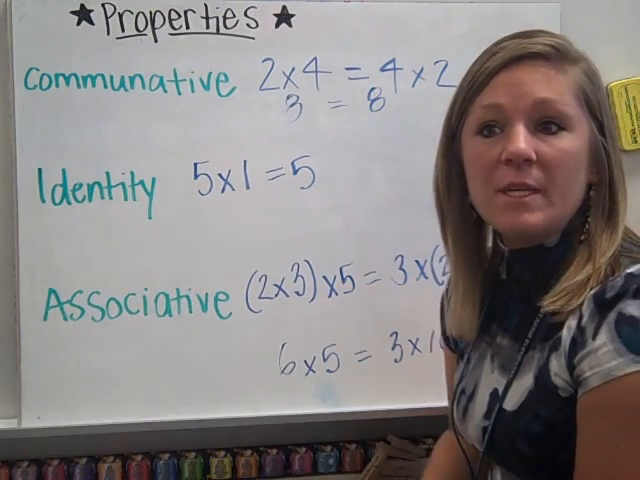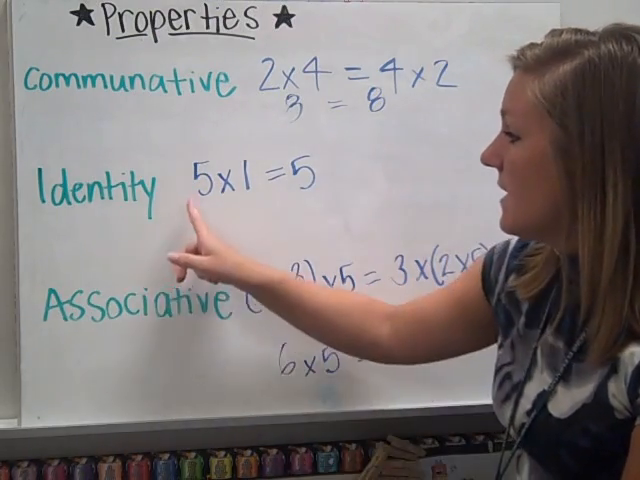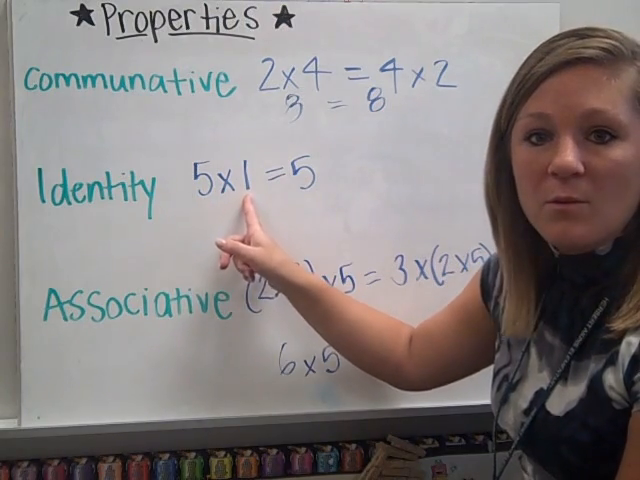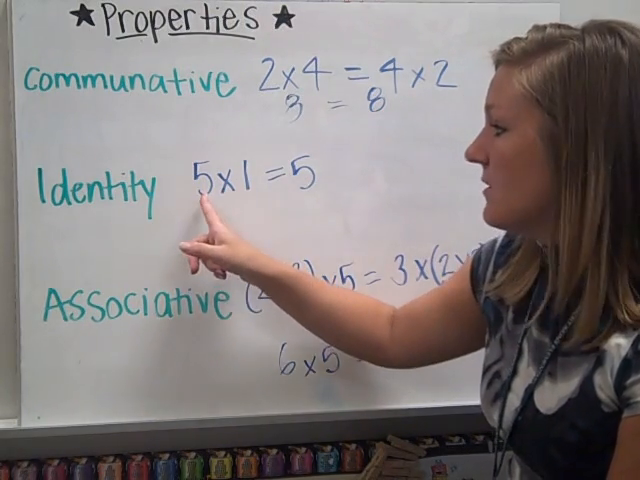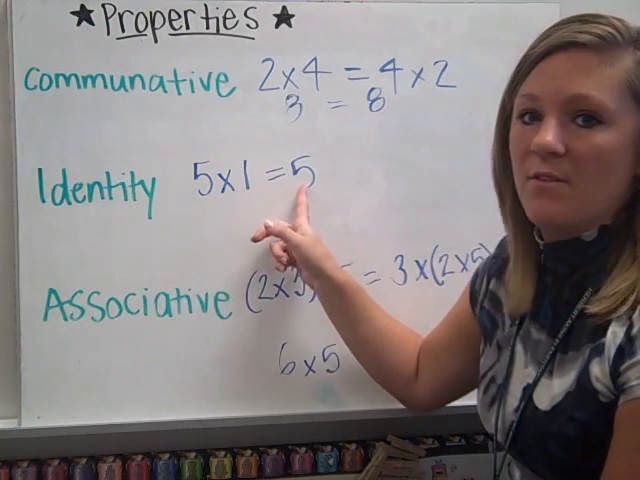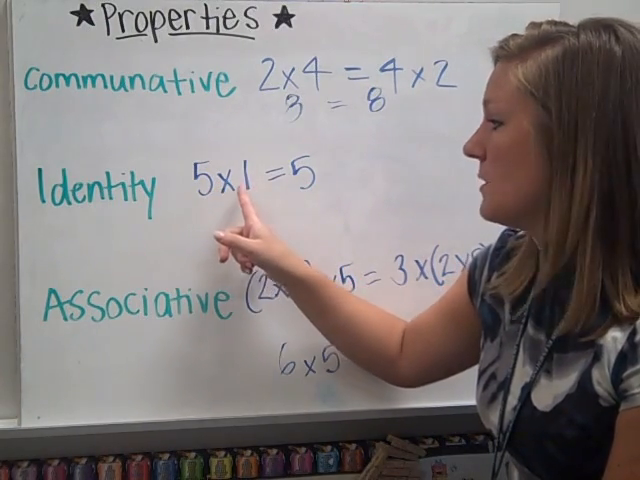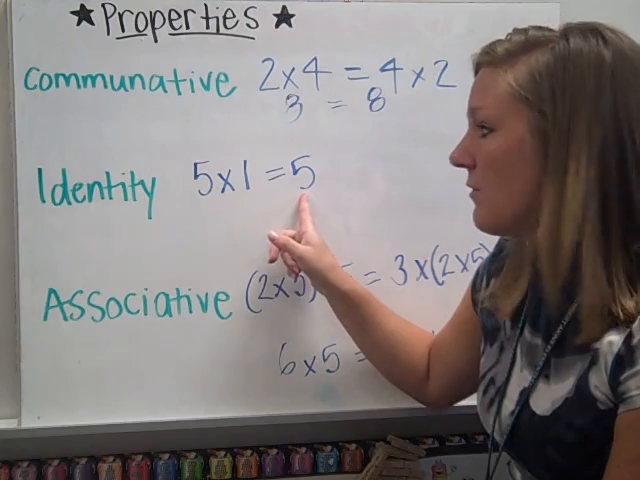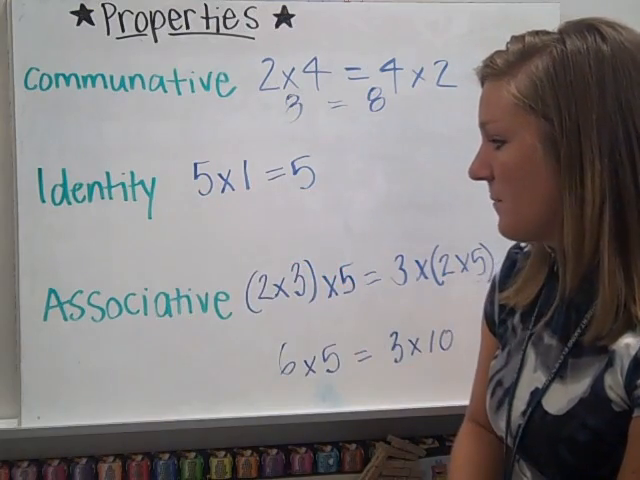The other one that's new is the identity, and what it says is that any number times 1 will be itself. Okay, so 5 times 1 is 5. So any number multiplied by 1 will be itself, or the first factor here.